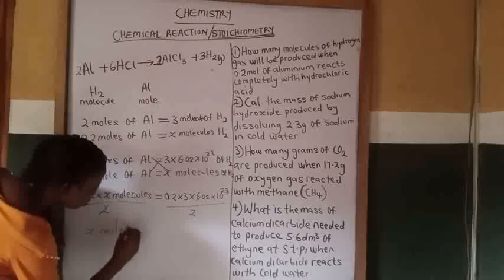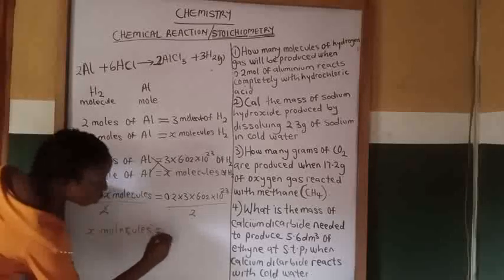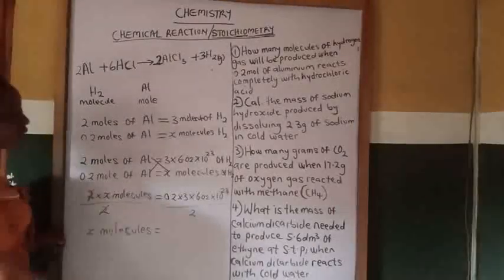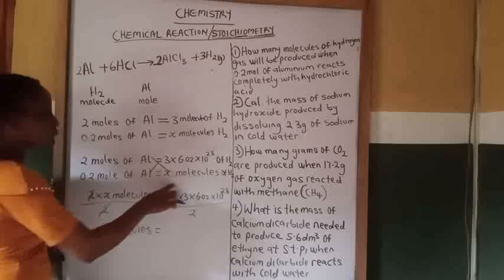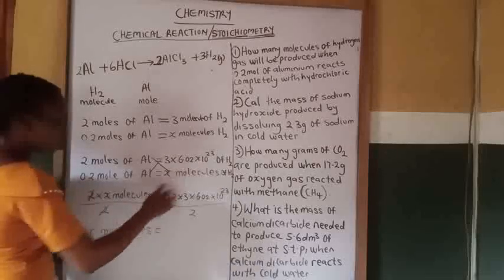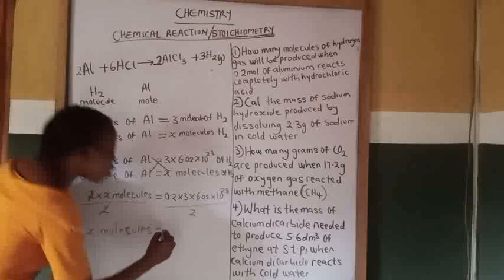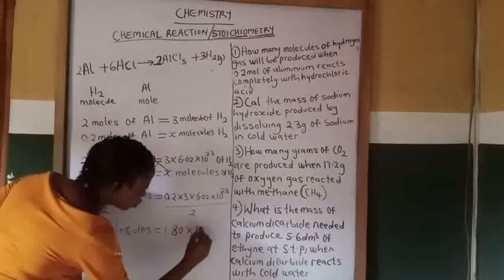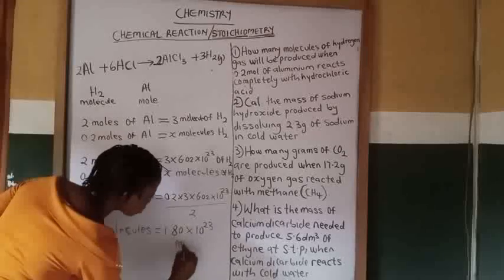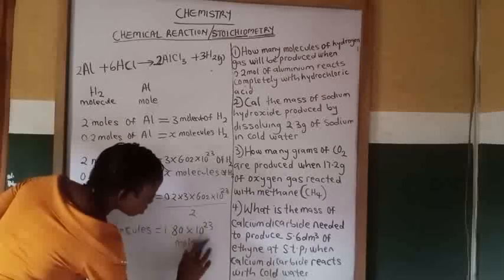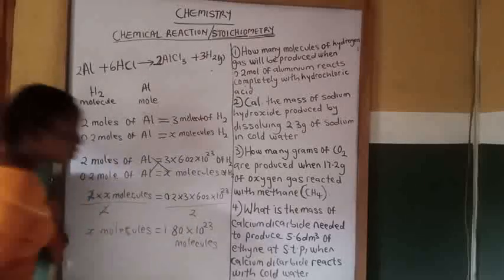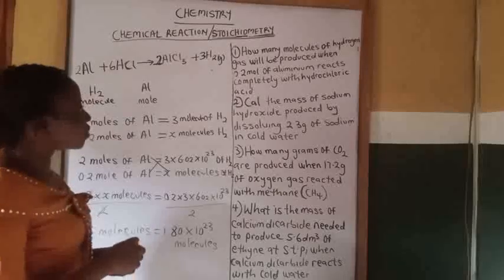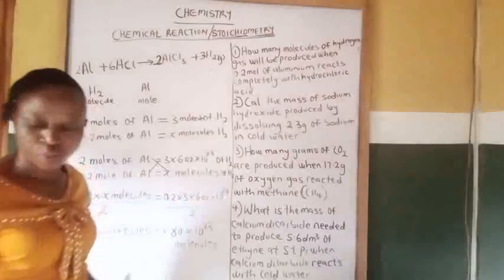will be equal to 1.8 times 10 raised to power 23. So by the time you use 2 to divide what you have at the numerator, that is what you have up, your answer will be 1.80 times 10 raised to power 23 molecules. That is how to solve the first question. Then let's move to number 2.